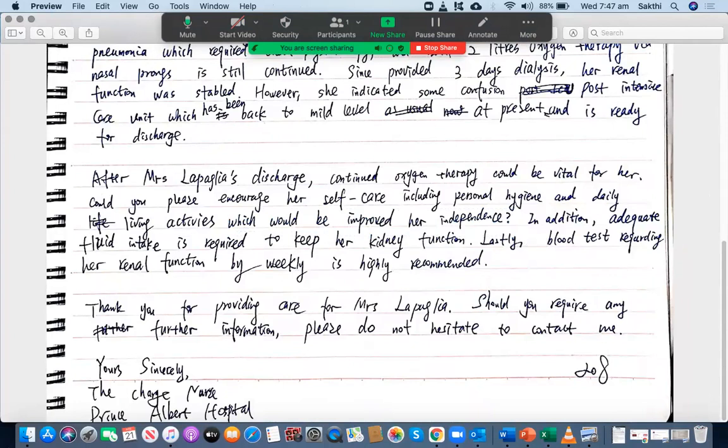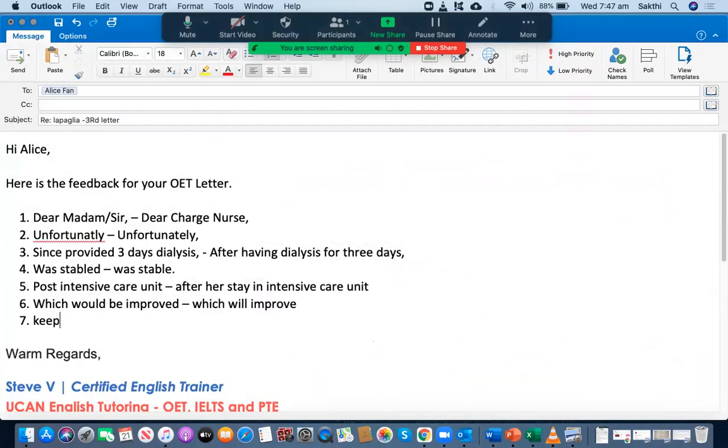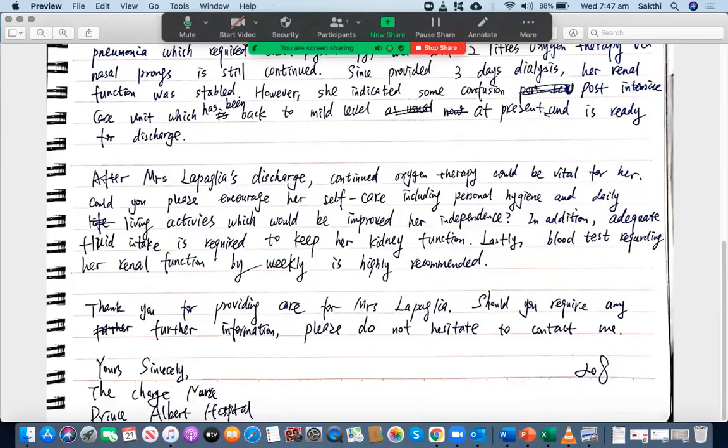In addition, adequate fluid intake is required to keep her kidney function. Okay, all right, to keep her kidney function at its best, you can say to keep her kidney function. Keep her kidney function. Okay. Keep her kidney function. Sorry, spelling mistake. At its best. Okay. All right, let's go to the next one.